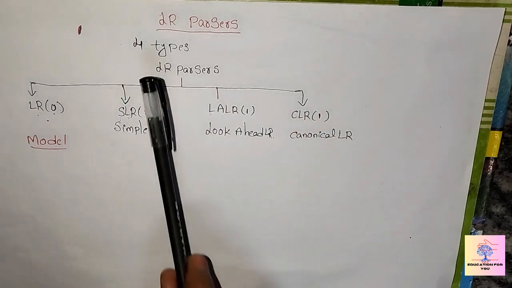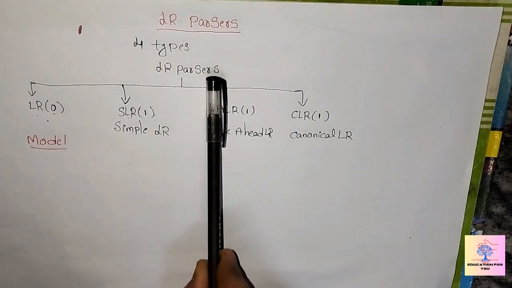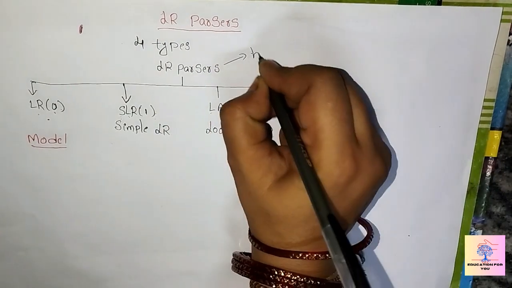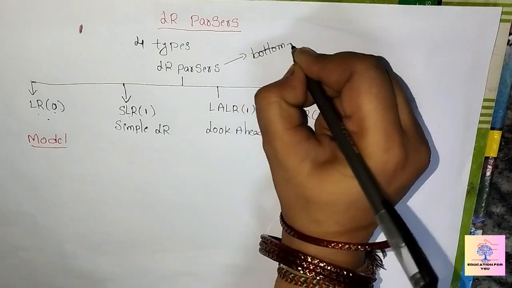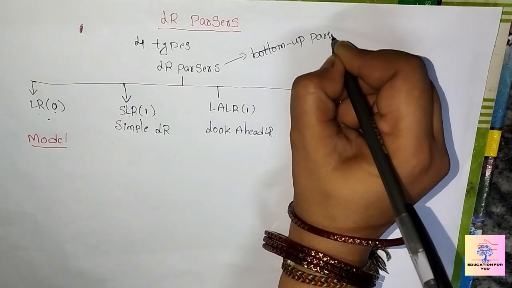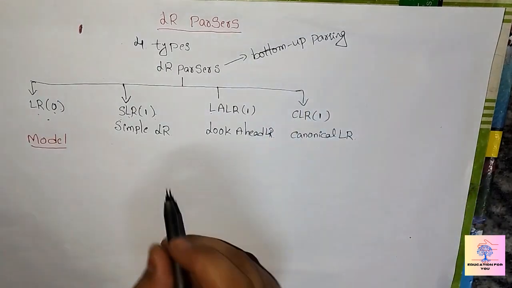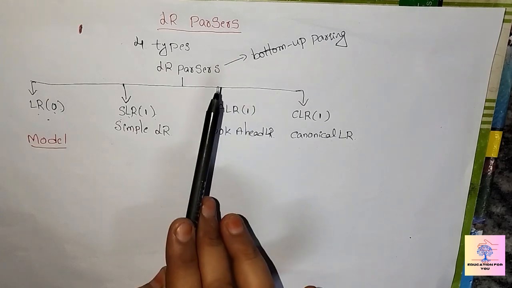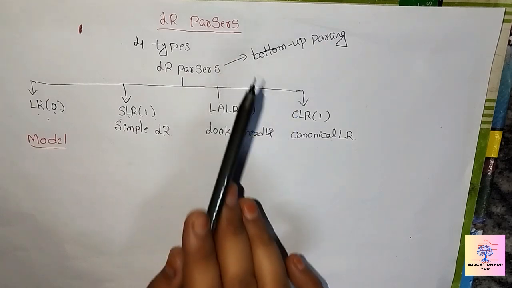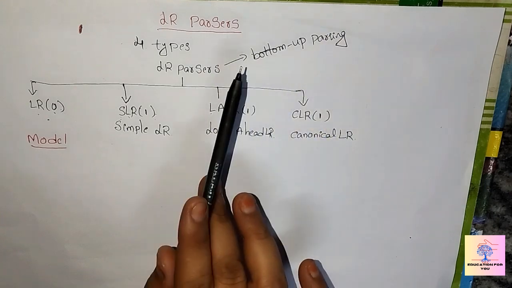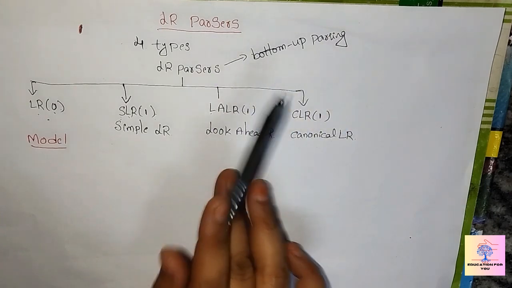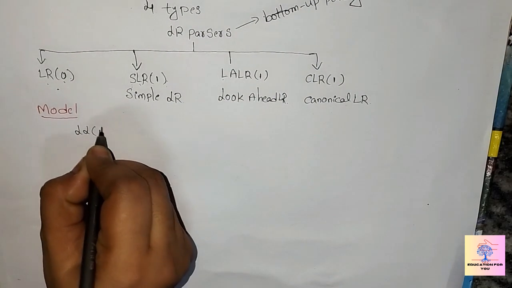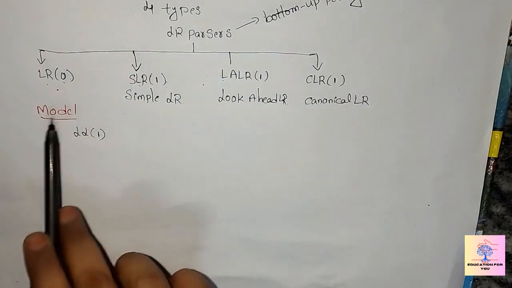So these LR parsers come under bottom up parsing. You know what is meant by bottom up parsing. Check my previous video, where I talked about bottom up parsing. Under top down parsing, the recursive descent parser will come, and LL1 grammar also. Here, same like LL1 grammar, there is a model for LR parsers also.